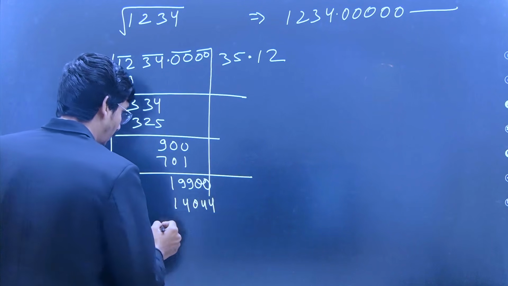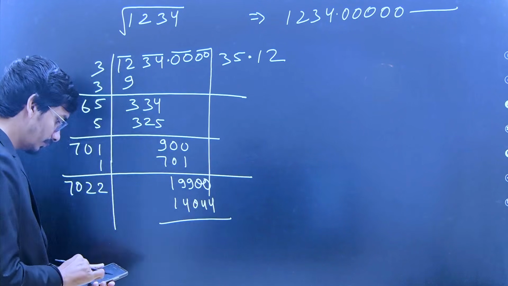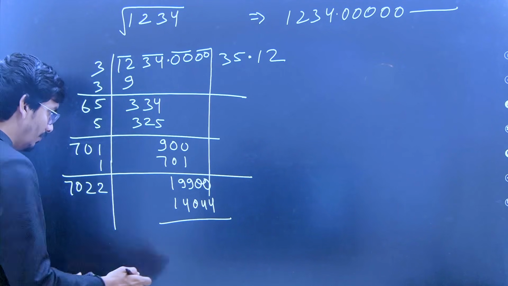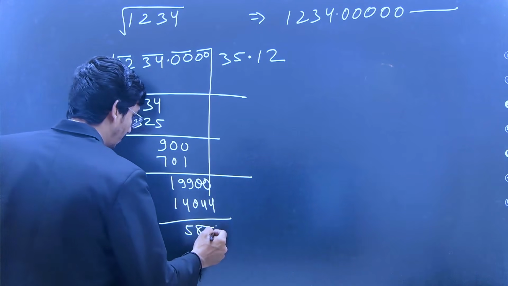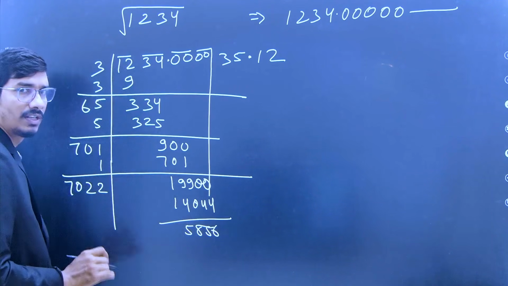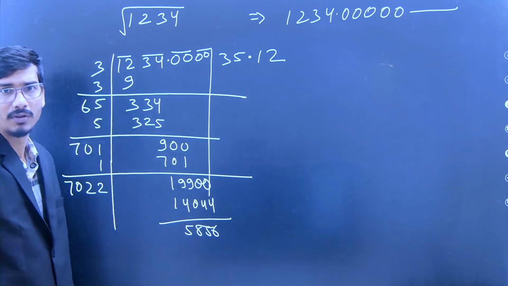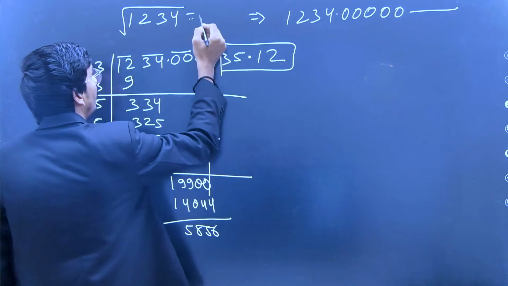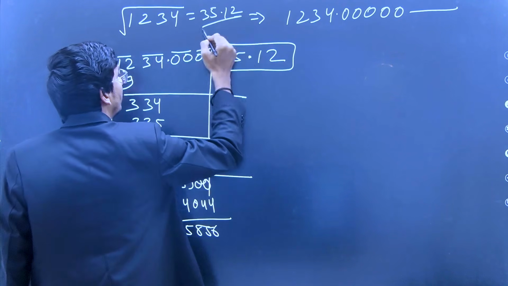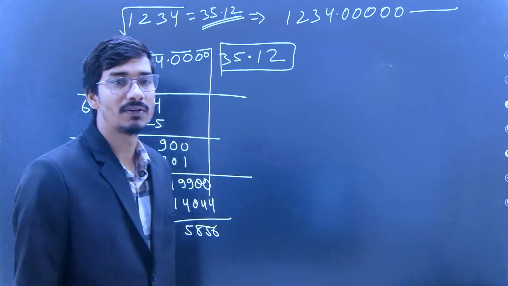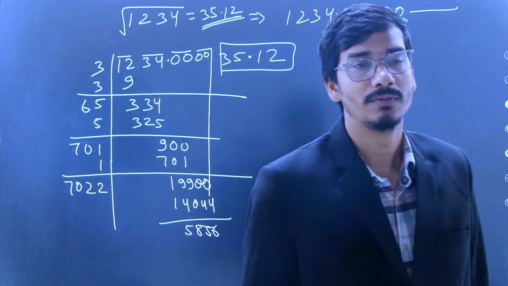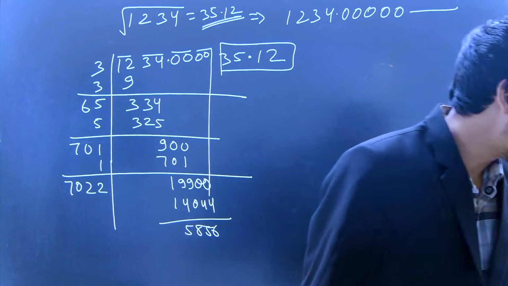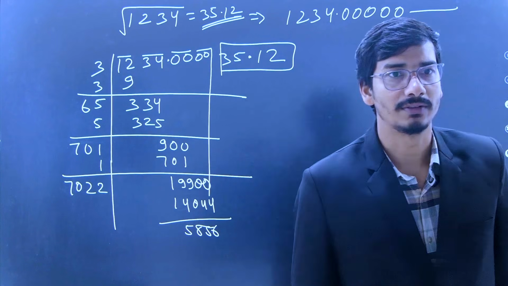We get 14044. Now subtract. We get 5856. This quantity is less than this quantity, so this will continue. But what is the approximate value? The approximate value is 35.12. The approximate value is 35.1. In this way, we can calculate if the number is not a perfect square.